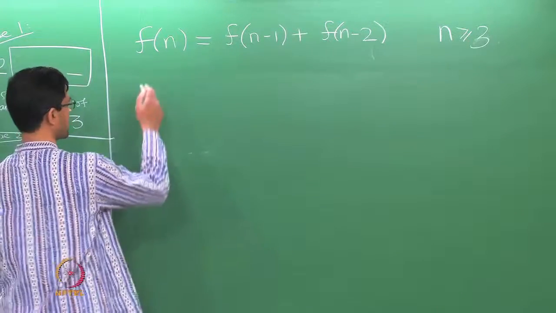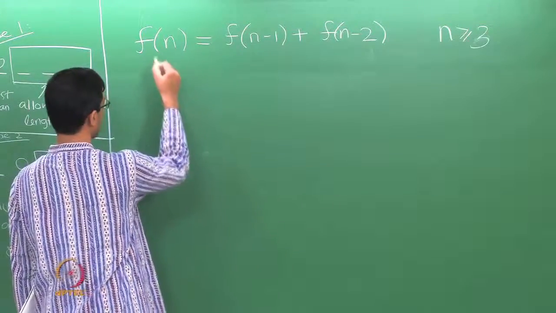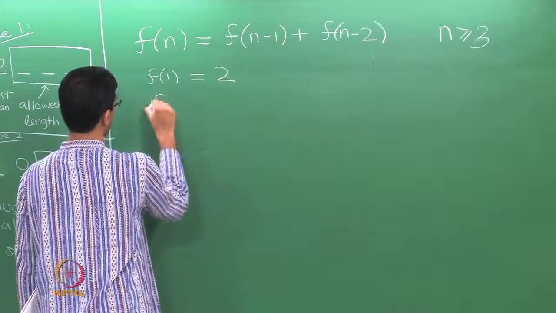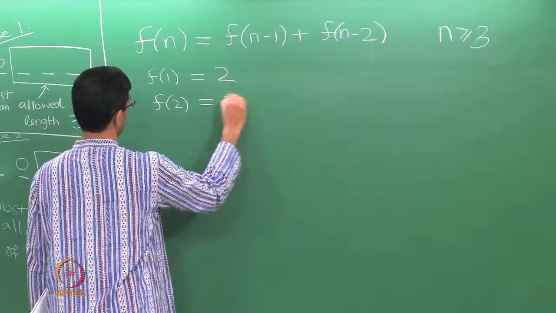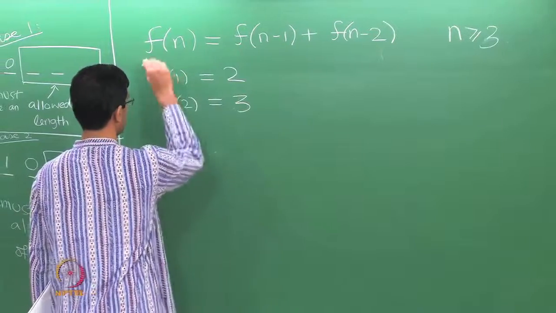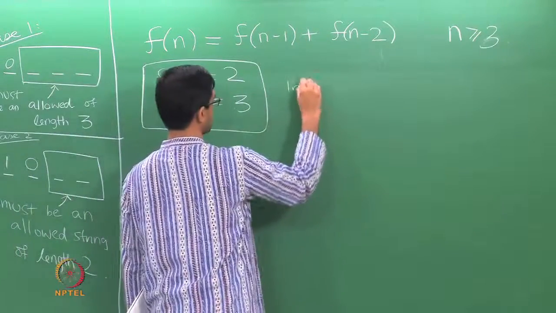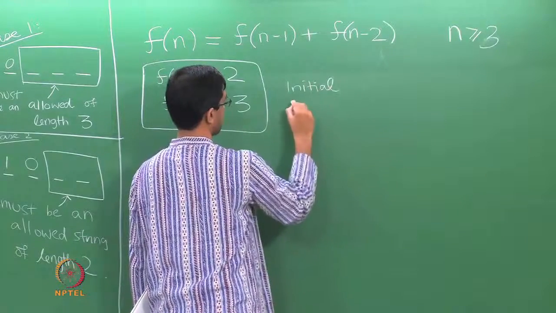Okay, and in addition what else do we have? We also know the first 2 values of f. For instance, f of 1 we know is a 2, and f of 2 we know is a 3. Okay, so these 2 are often called the initial conditions, the initial values if you wish.